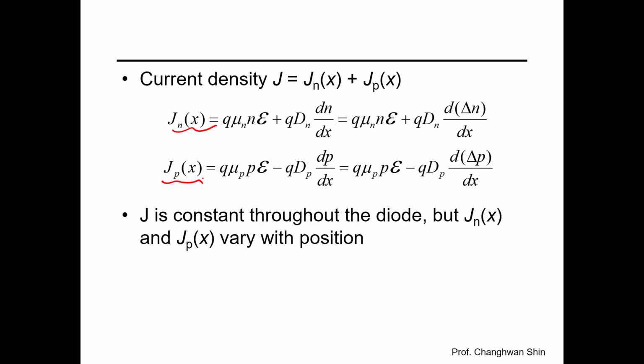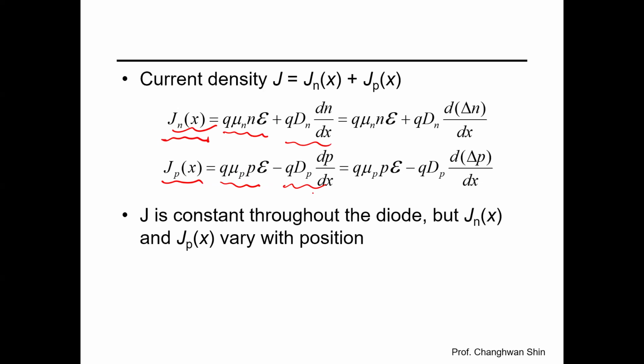So let's examine the equations for these current densities. So for electrons, J sub n of x is a drift current component plus a diffusion current component. For holes, similarly, drift current components and diffusion current components. So these equations might look intimidating, but they represent two fundamental transport mechanisms.